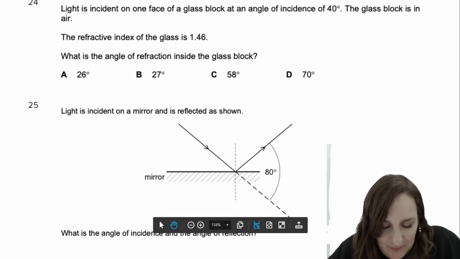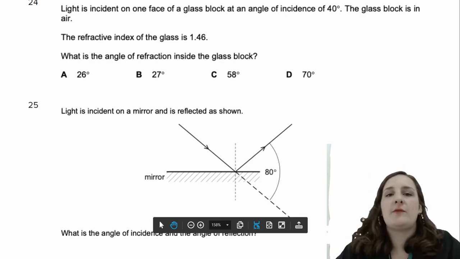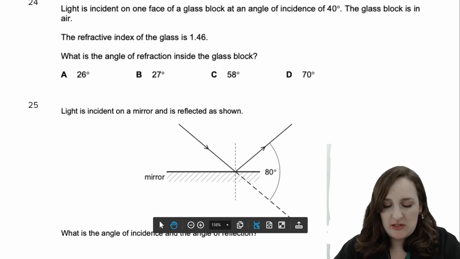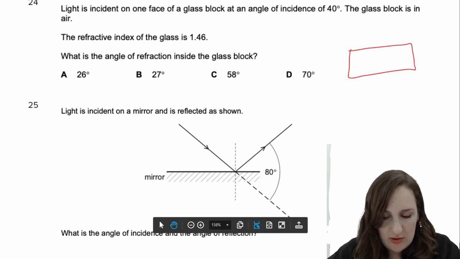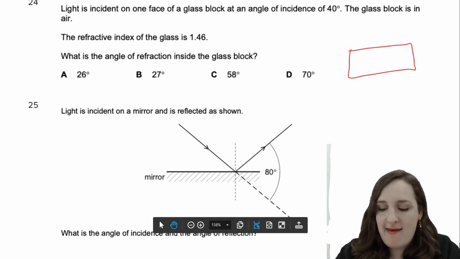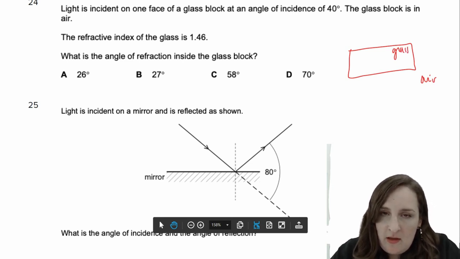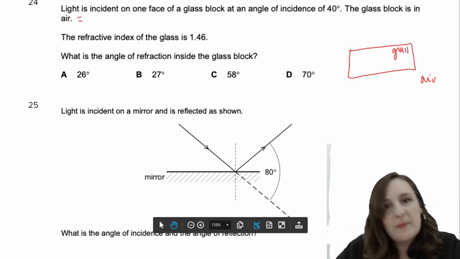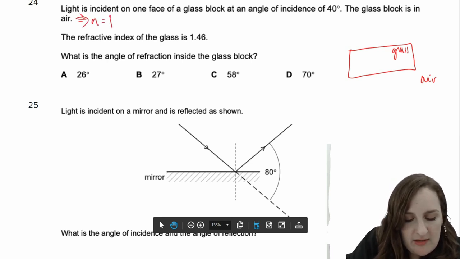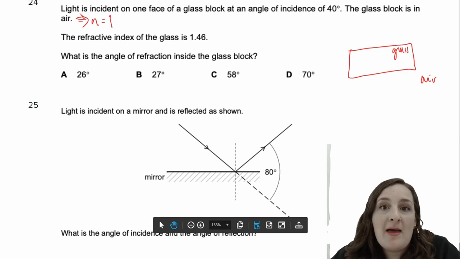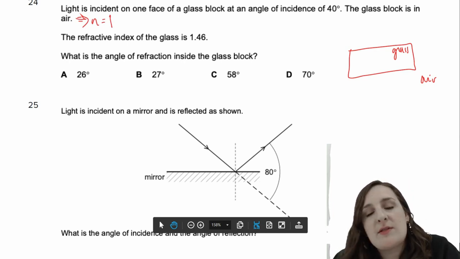Number 24. Light is incident on one face of a glass block at an angle of incidence of 40 degrees. Now, my suggestion to you is that you always draw a diagram. So I've got a glass block, and the glass block is in air. So here I have air, here I have glass. I know it's important that they've told me that, because I know that the refractive index, for air, n is 1. That is key. They need you to know that in the question.